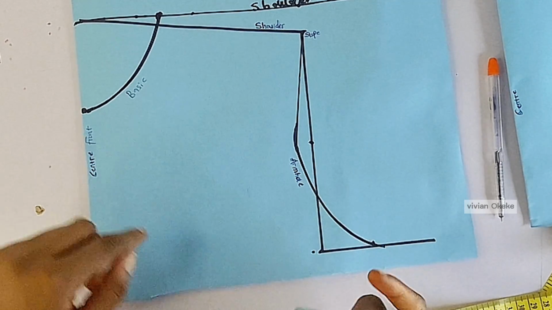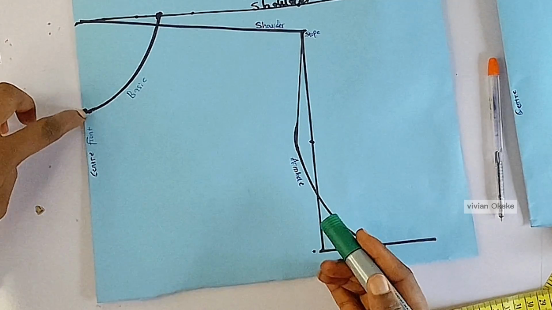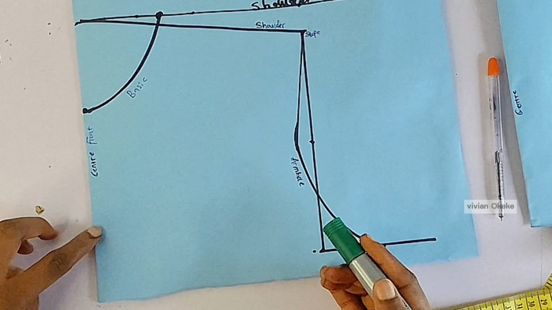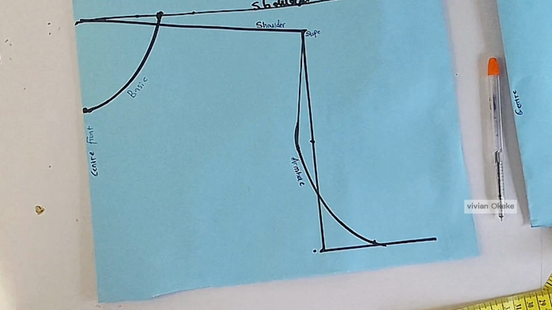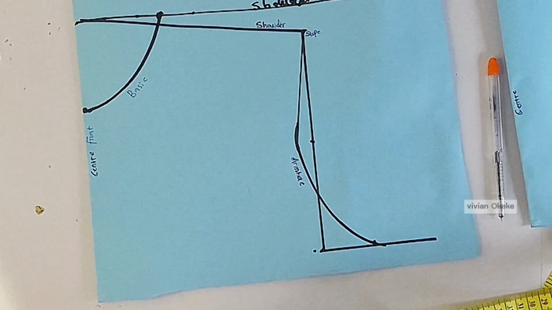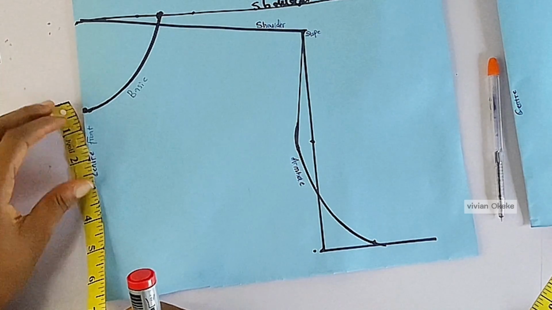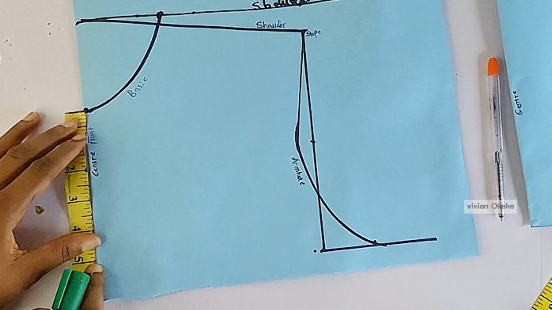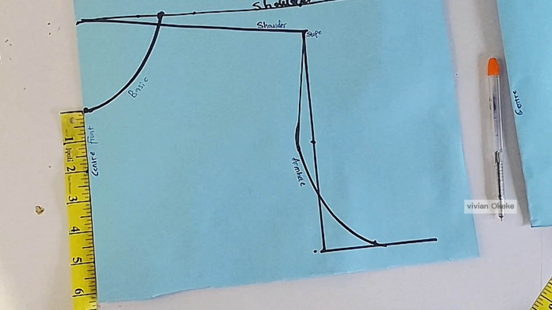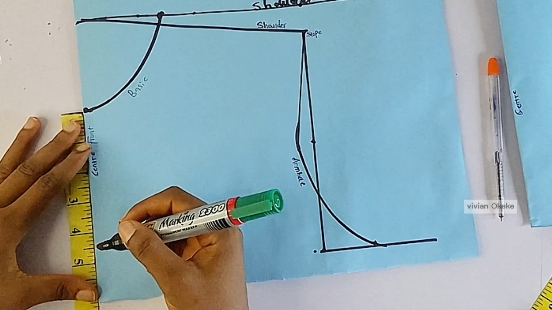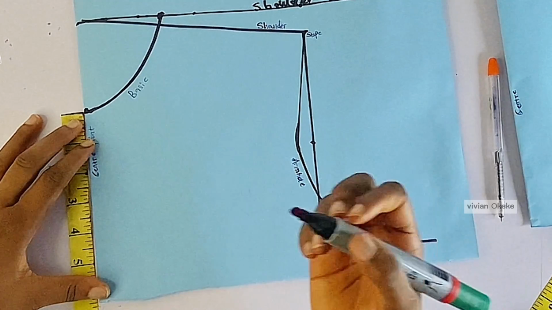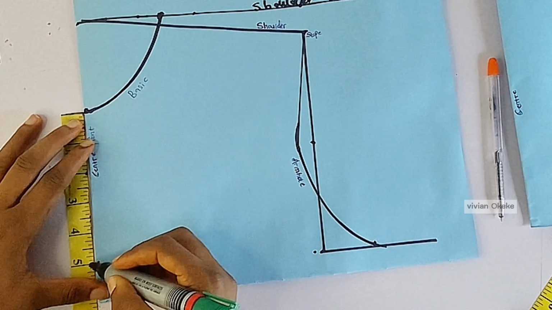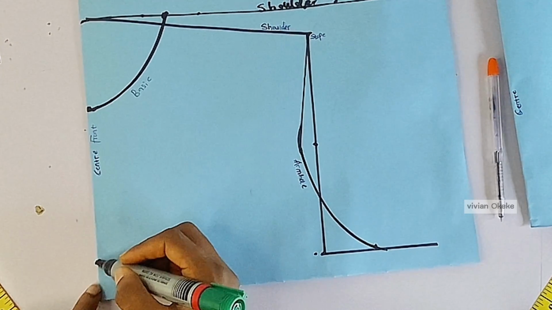To do this, I'm just going to mark from this point here. I'll either come down by 5 or 6 or 4. It all depends on how open you want your V-neck to be, so that is up to you. This is just for illustration purposes. I'm just going to mark 5 inches down from this point. So this is the 5 inches down.